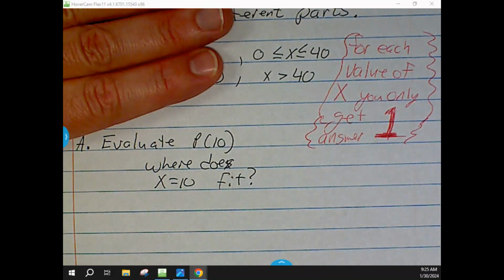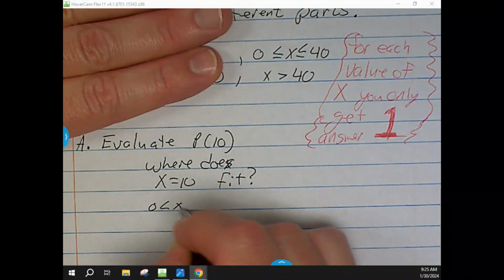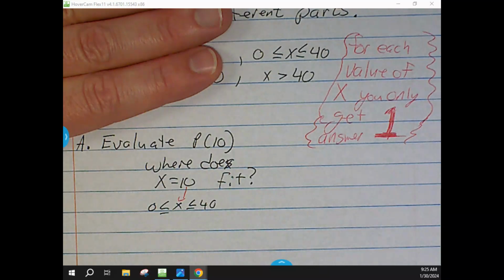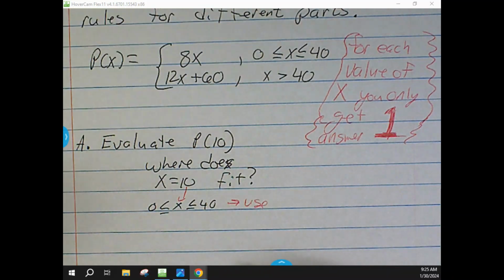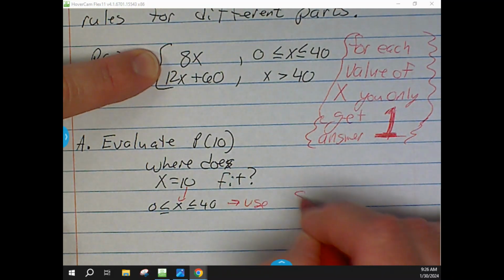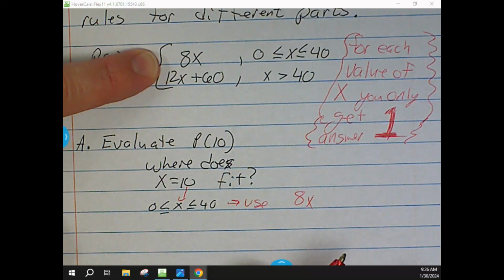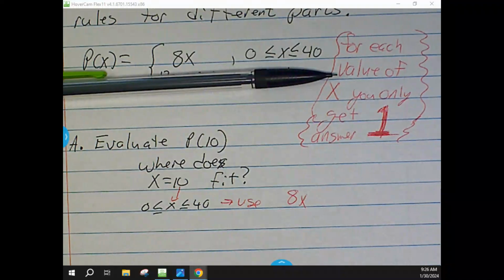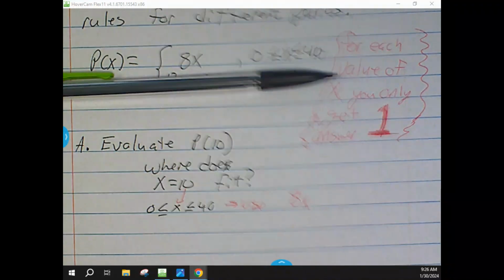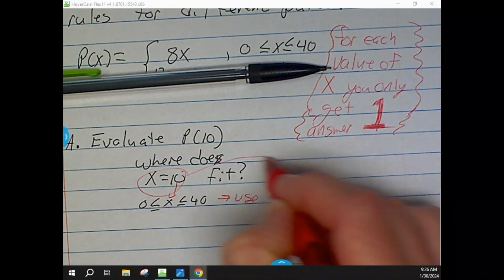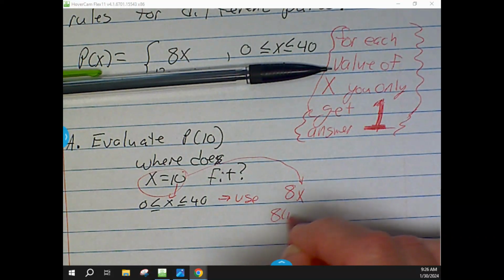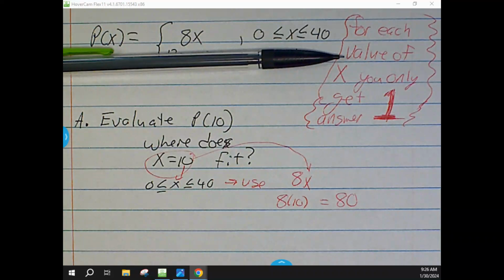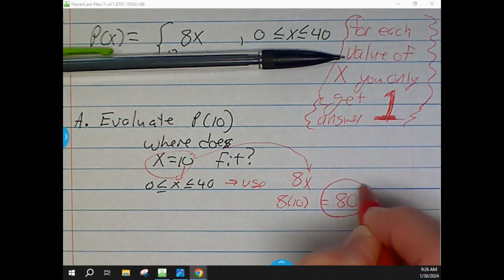So since it fits into the 0 and 40, that means you have to use 8x. We're not going to use the other part because the x value doesn't fit in that part of the function. So since it fits here, you take x equals 10 and plug it back in here. Okay, so they tell you to evaluate p of 10. Answer is 8.